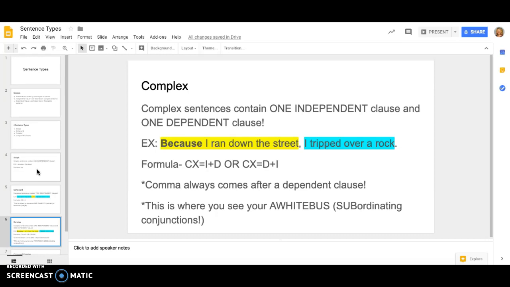So let's look again at the sentence that I have here. Because I ran down the street. That is not a complete sentence. How do I know that? Because it can't stand alone. And I see a white bus. So because I ran down the street is dependent. I tripped over a rock is a complete sentence, so that is independent. So because I ran down the street is D, I tripped over a rock is I.